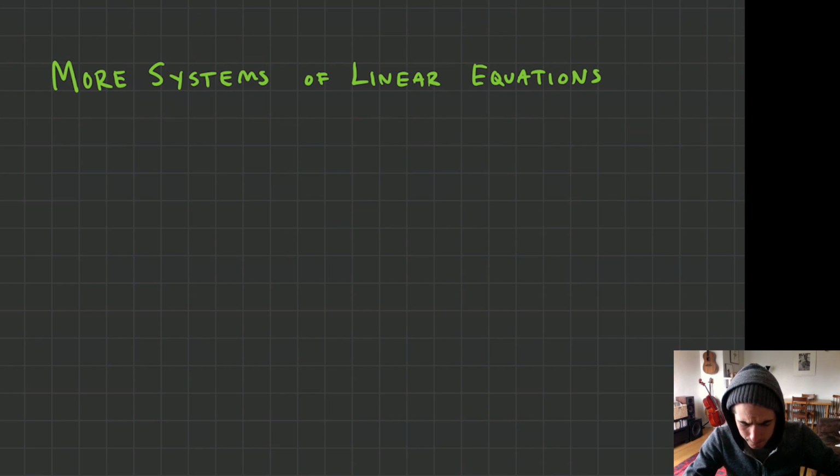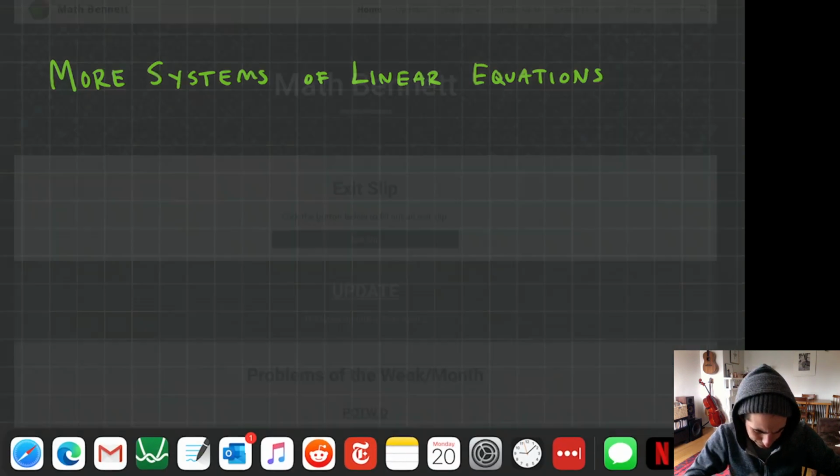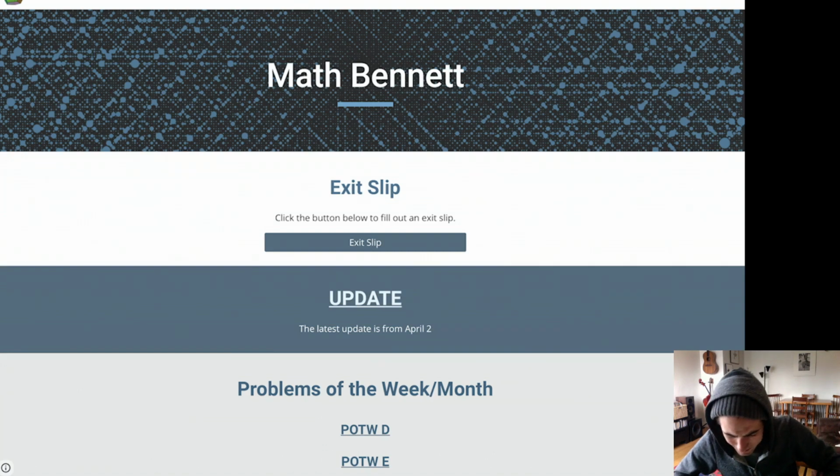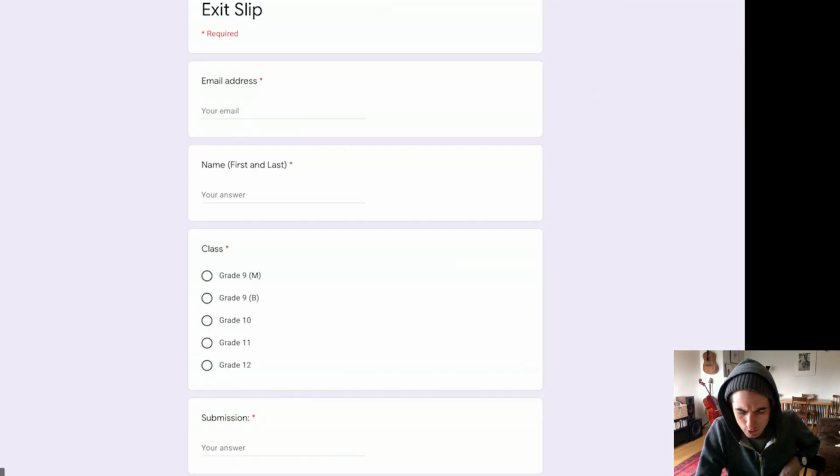Now that I think we've got about 26 people, which is about as much as we get these days, I want to show you our exit slips. If you go to our website, right on the home page, you can see that there is a button for an exit slip. If you click on this exit slip, it will take you to this little page.